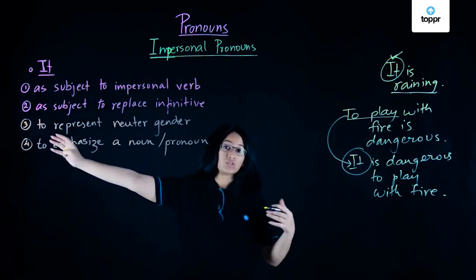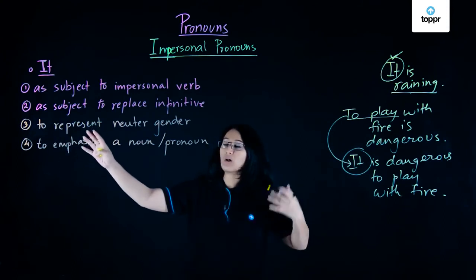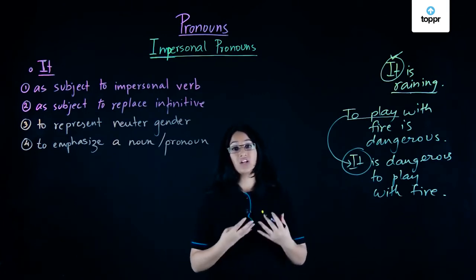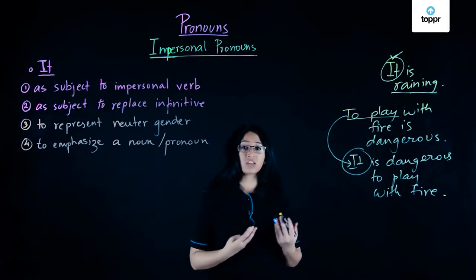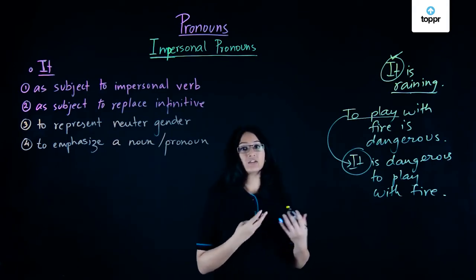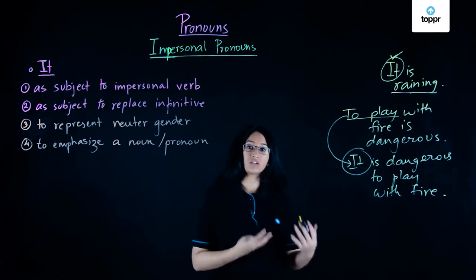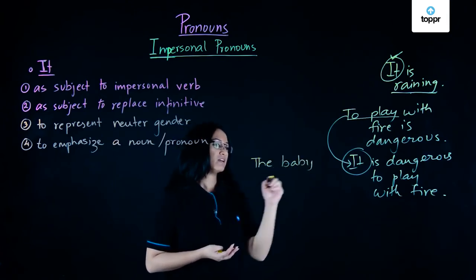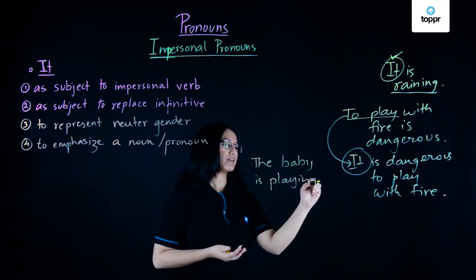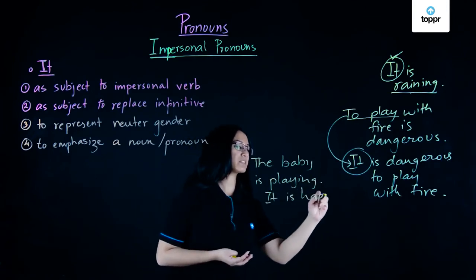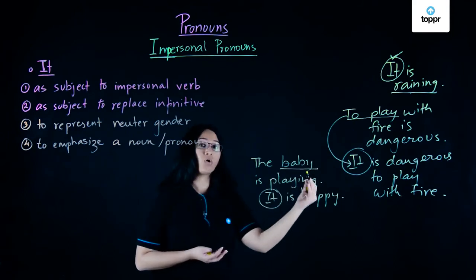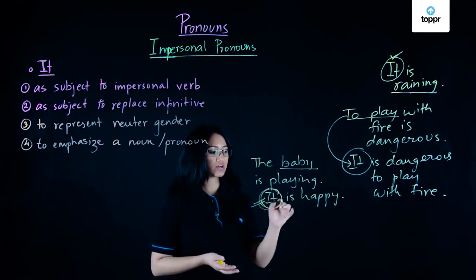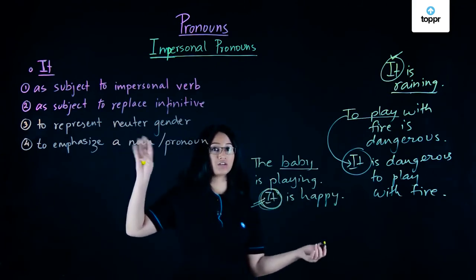Now, you can also use the impersonal pronoun it when you want to represent the neuter gender. We've already discussed what the neuter gender is. It is when the gender is unspecified. So, for example, if you're talking about a baby, then you can also use it to describe the baby when the sex is not determined. So we can say something like, the baby is playing, it is happy. So here we are not specifying whether the baby is a boy or a girl, so we're not using a pronoun such as he or she. We can use the word it in order to show that we're using the neuter gender and not specifying the gender of the baby.